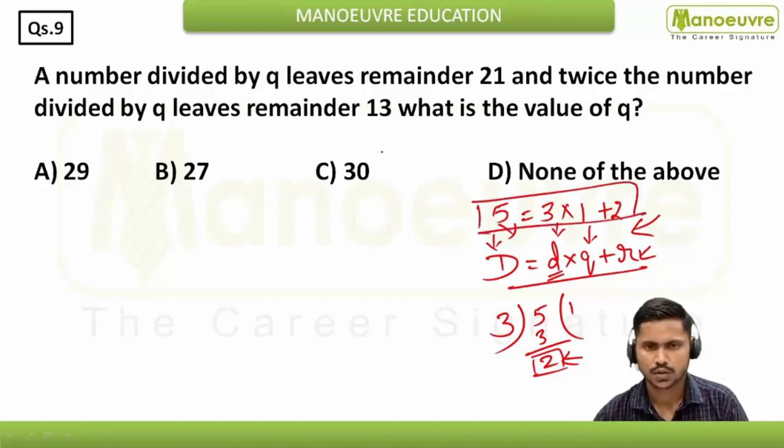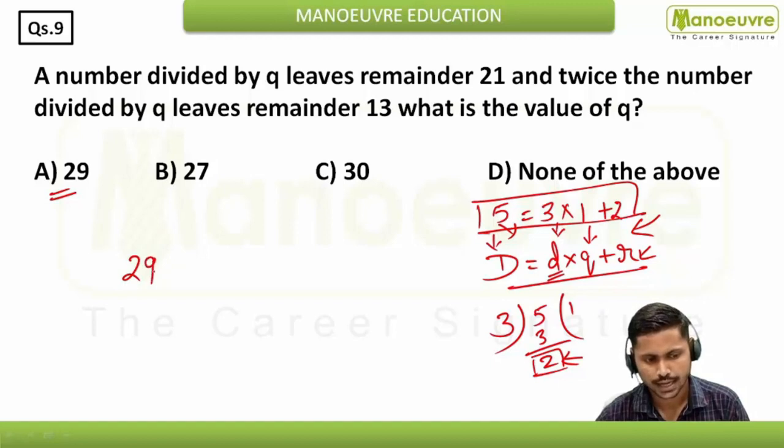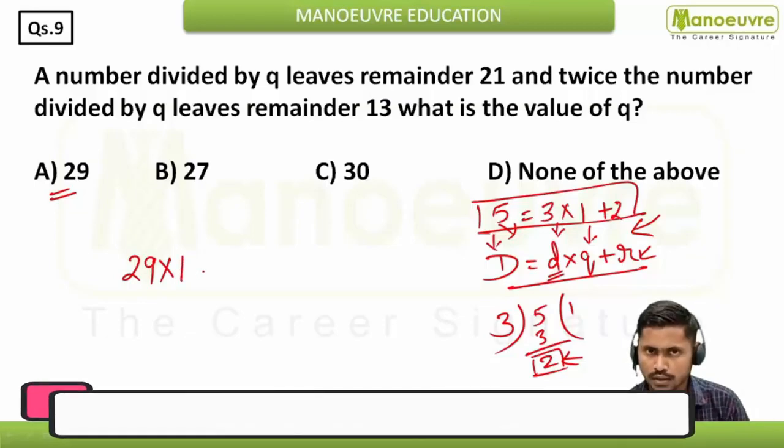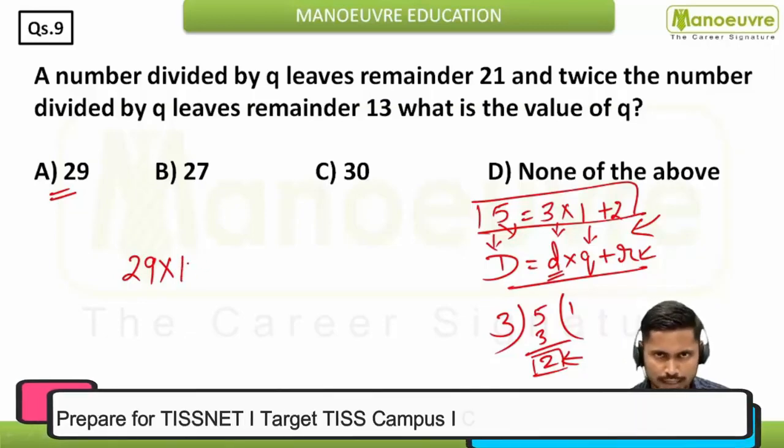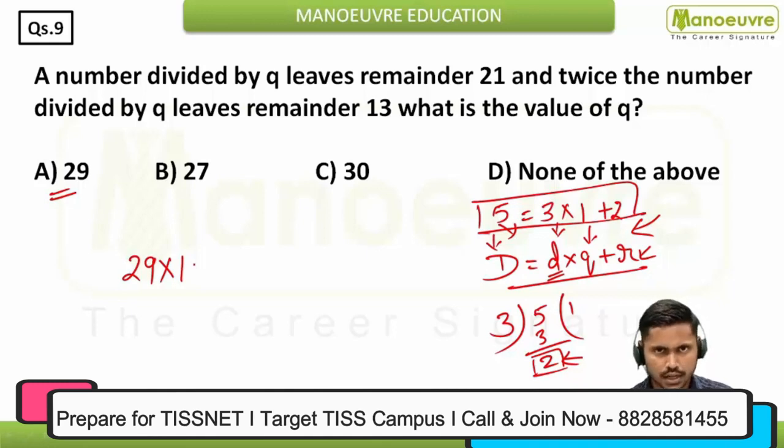In the same way, here also you have to check the options. So I'm starting with option A. You will take q, meaning the divisor, as 29, because you have to find the value of q, and in the options the value of q is given. So 29 we have to multiply by 1. Why 1? You can take any value, so I took 1 because it is very easy, and you can do the calculation very easily. That is why I have taken 1 first.